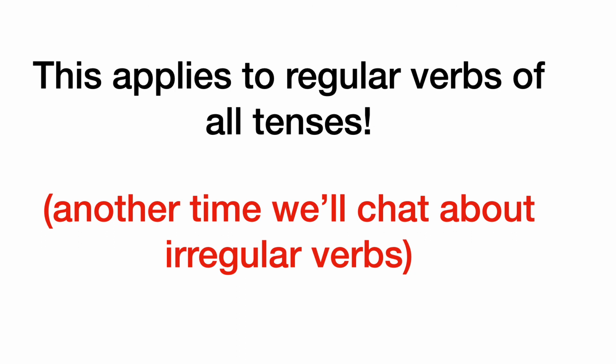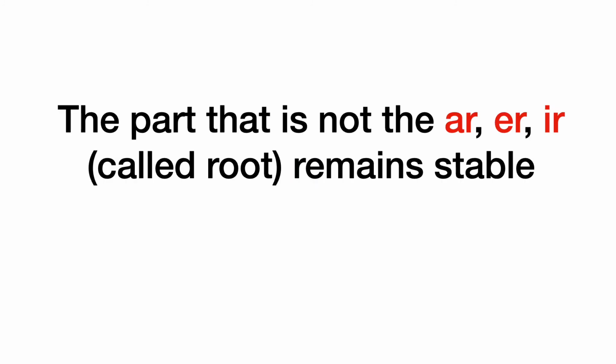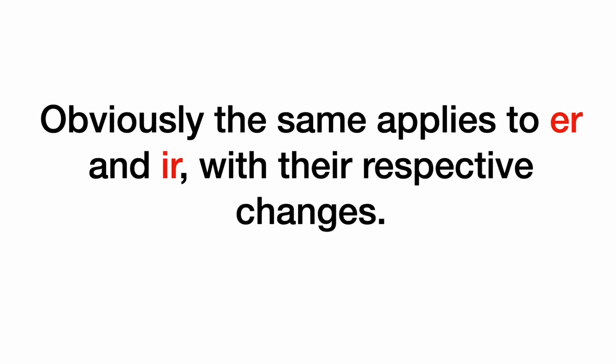Another time we're going to talk about irregular verbs, because special verbs are slightly different. There are other ways of trying to get our head around those. So to round up, verbs in the infinitive can only end in -ar, -er, or -ir. The part that is not the -ar, -er, -ir, that's the root, is the part that remains stable. All regular verbs that end in -ar will follow the same changes. Obviously, the same applies to the verbs that end in -er and in -ir with their respective changes.